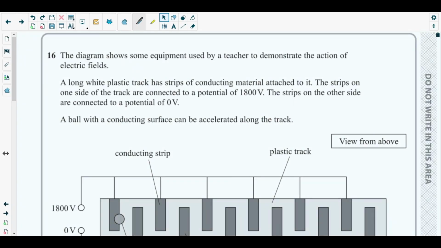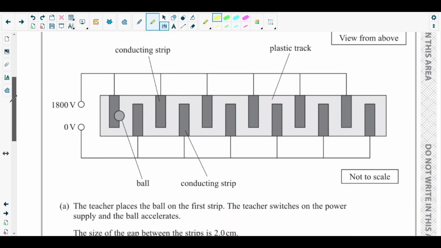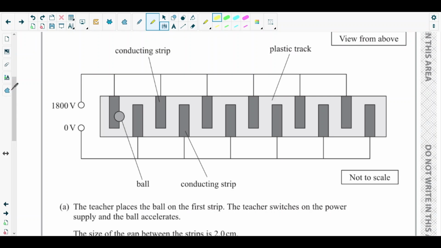Here in question 16 it says the diagram shows some equipment used by a teacher to demonstrate the action of electric fields. A long white plastic track has strips of conducting material attached to it. The strips on one side of the track are connected to a potential of 1800 volt. The strips on the other side are connected to a potential of 0 volt. So the PD is given. A ball with a conducting surface can be accelerated along the track. We can see in the figure it looks pretty much like a linear accelerator, isn't it?